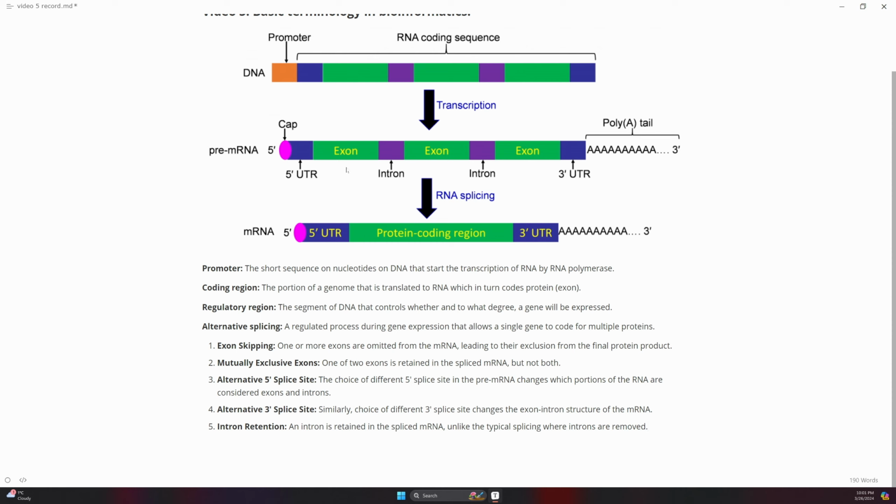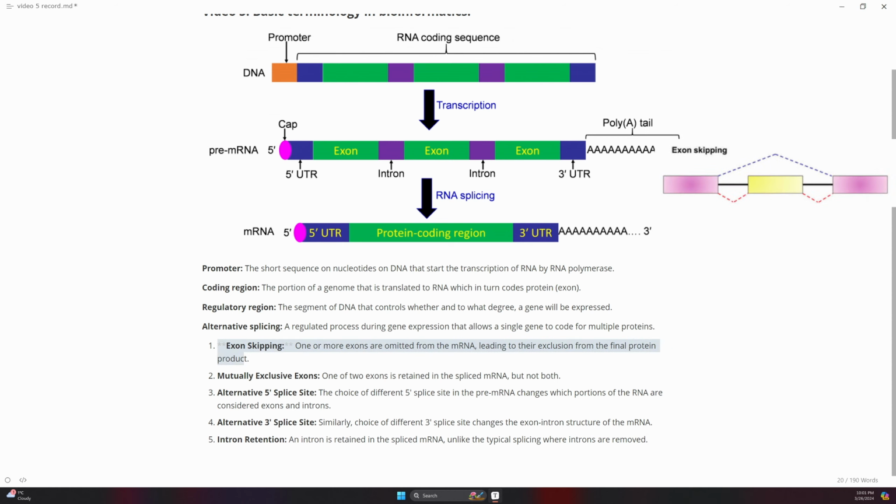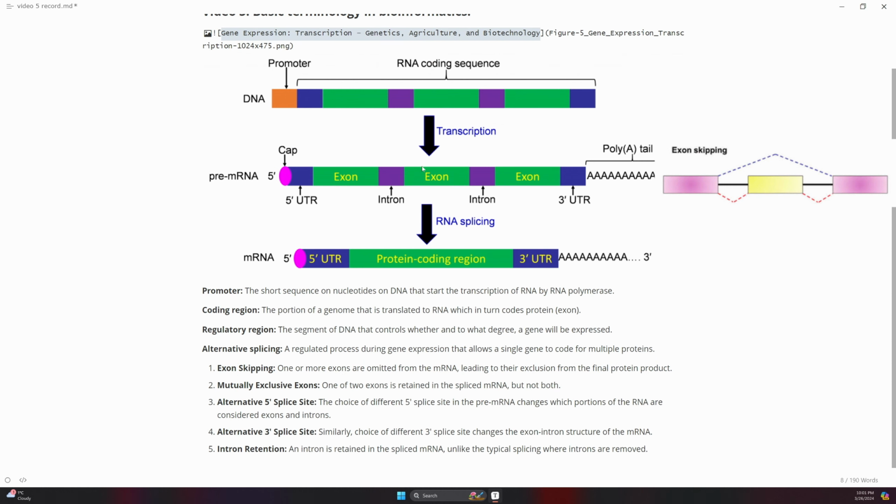For example, in this example, we have 3 exons and 2 introns, and then we have a head and a tail. The 3 exons can be expressed together. However, it can also go through exon skipping, meaning that we can skip one of the exons. Say we do not express the second exon, only express the first and third exon, and that will be a new protein.